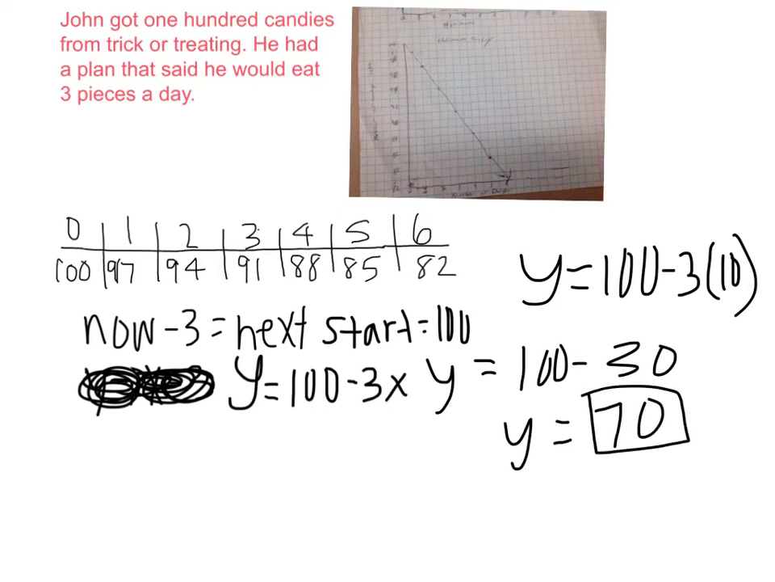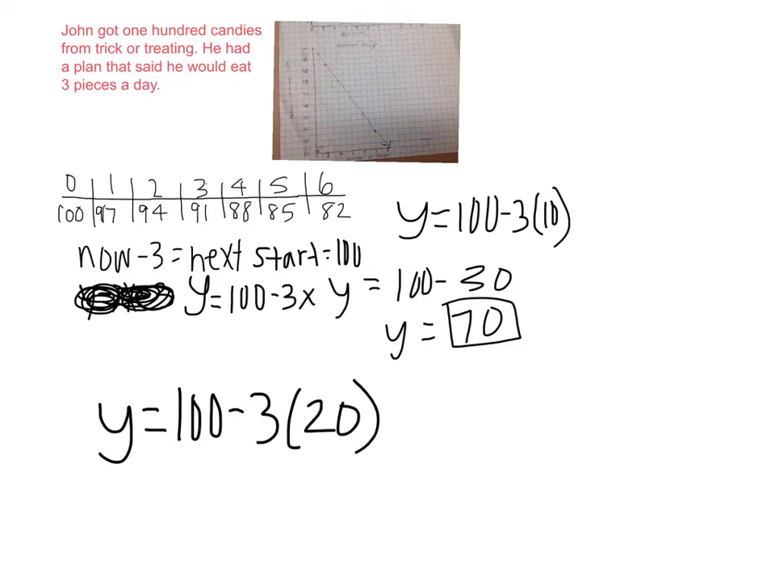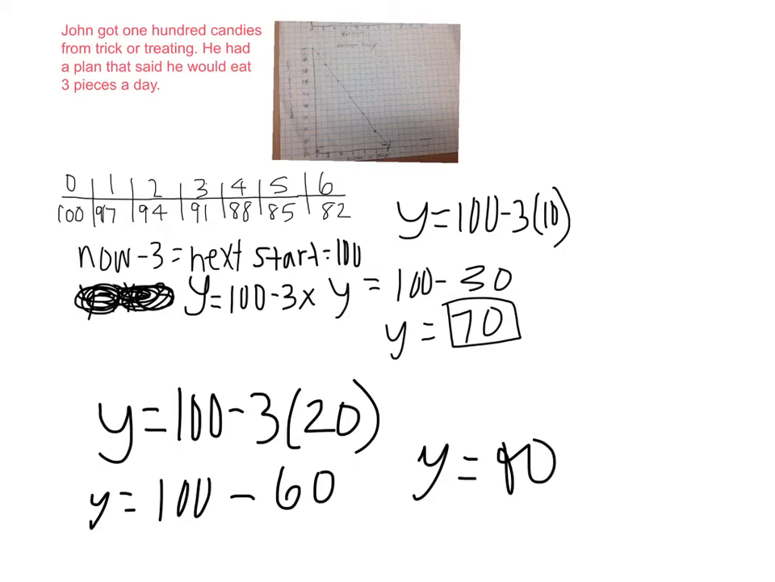And now, my second problem will be how much candy will he have left in 20 days? So we're going to do y equals 100 minus 3x, where x is 20. And we're going to do 3 times 20, which would be 60, and 100 minus 60 would be 40. So he'll have 40 candy left after 20 days. And this would be right, since he only loses 3 candy every day, and he starts with 100 candy.